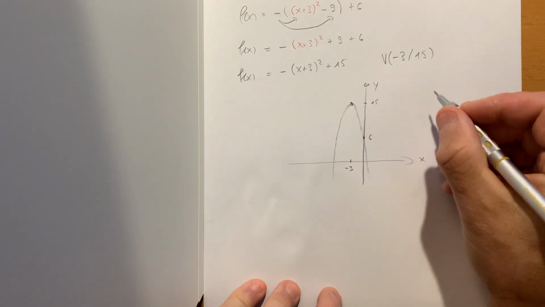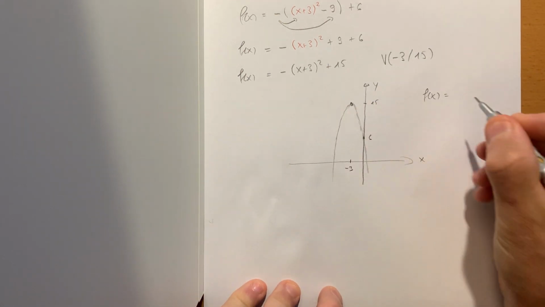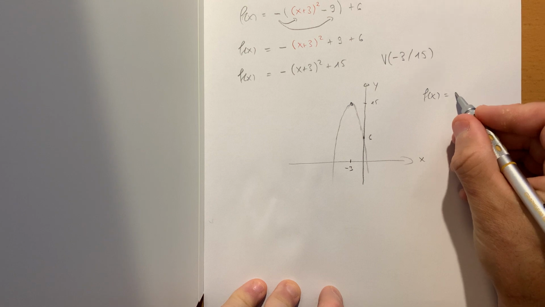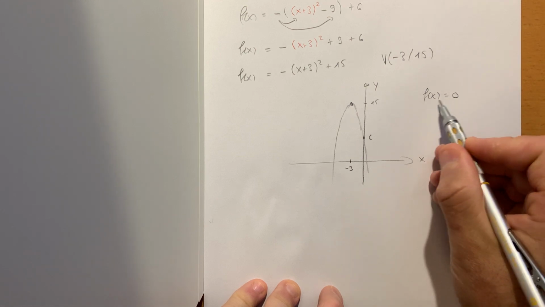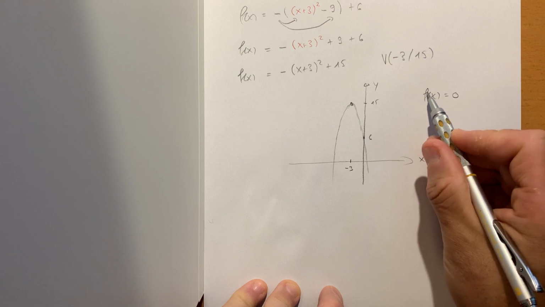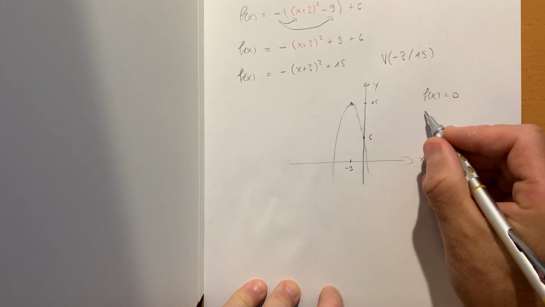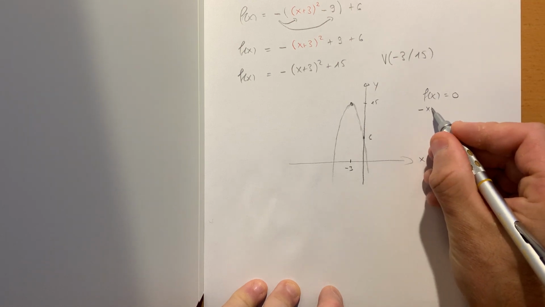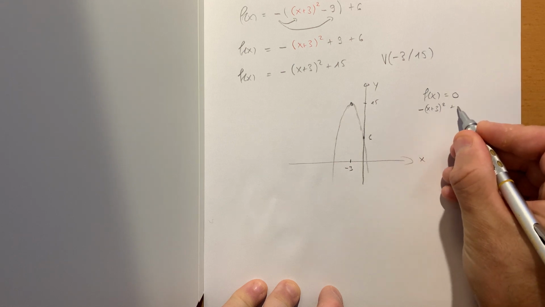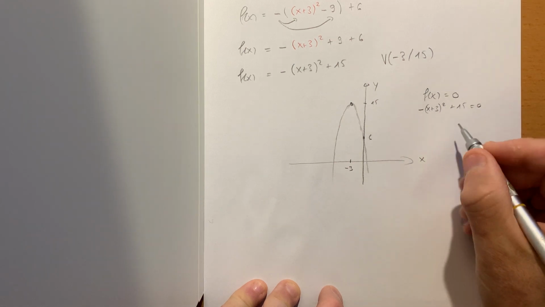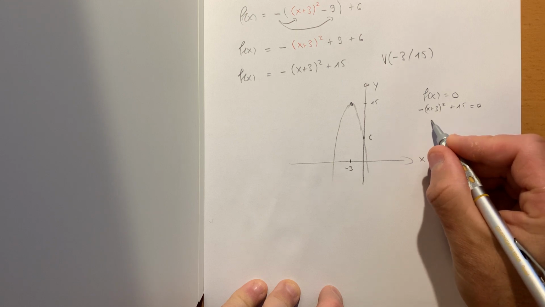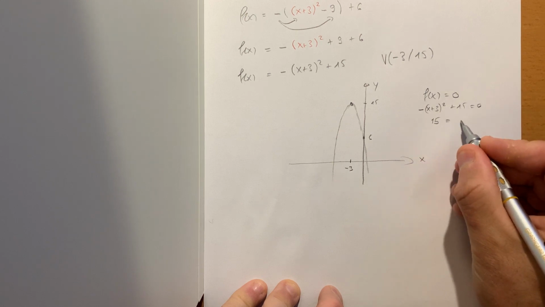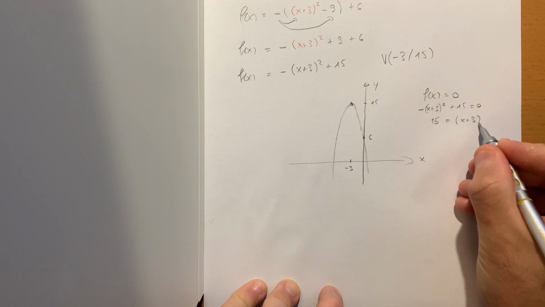Look, again, we have to solve this equation. f of x is 0. For which x do we have a 0? Or for which x is f of x equal to 0? So minus x plus 3 squared plus 15 is equal to 0. Well, then you could say 15 is equal to x plus 3 squared.